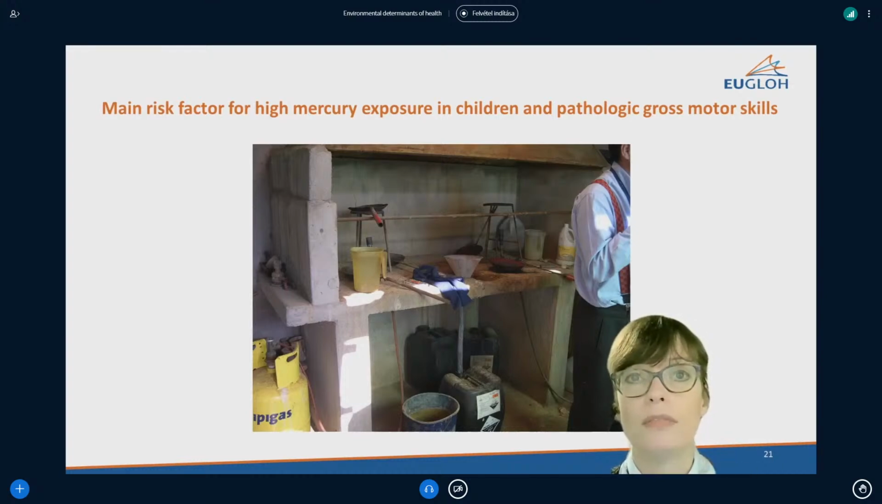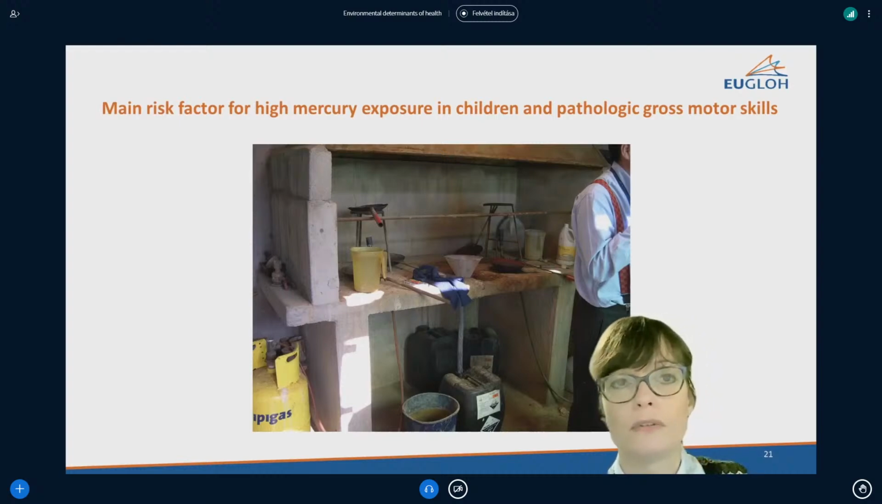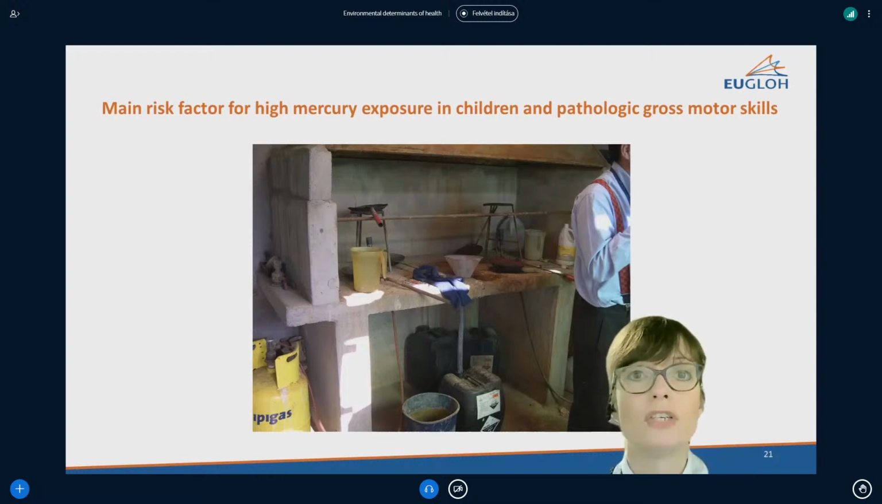Here we could show that children attending public schools had worse neuromotor skills than those from private schools. So here we had an indication of health inequity by social determinants of health, contributing, besides the environment, to the health of these children.